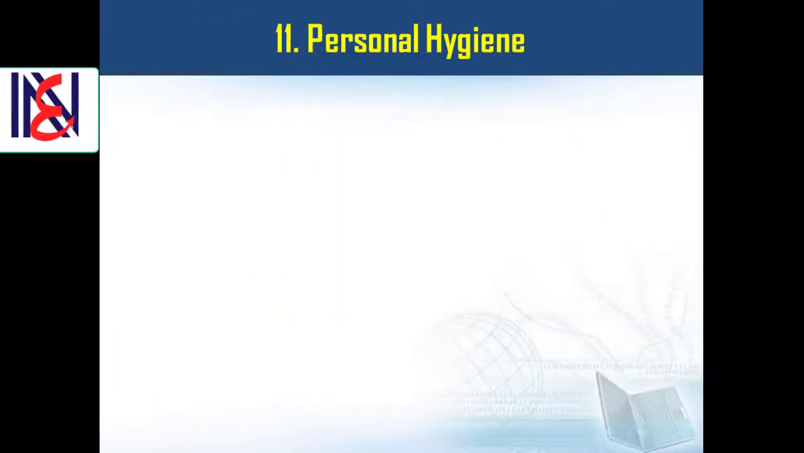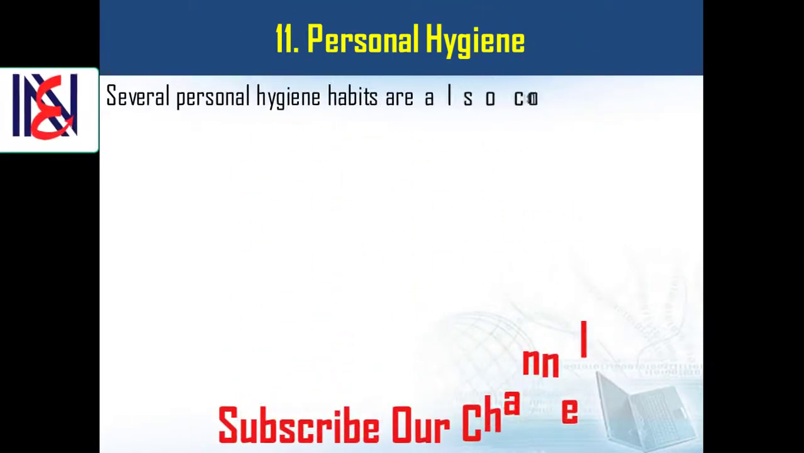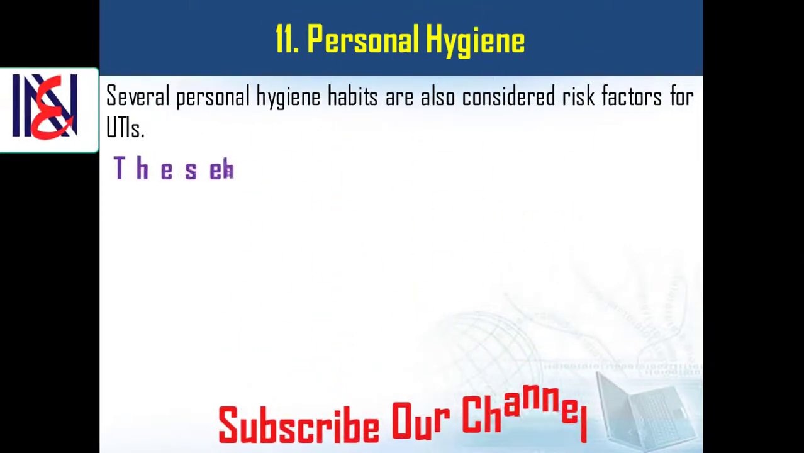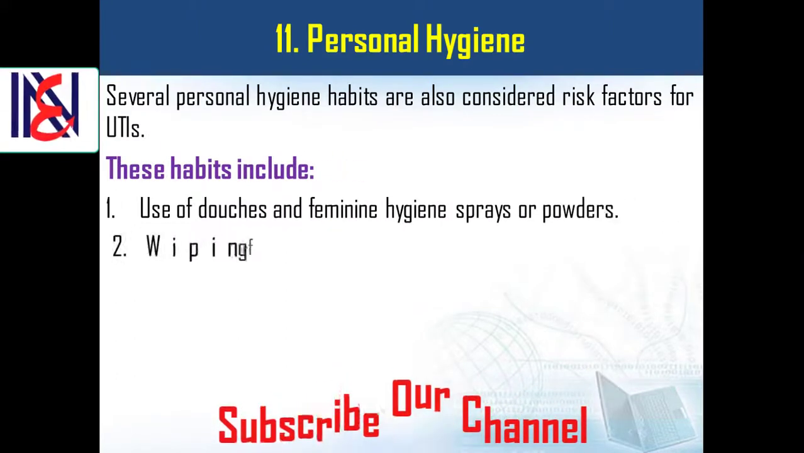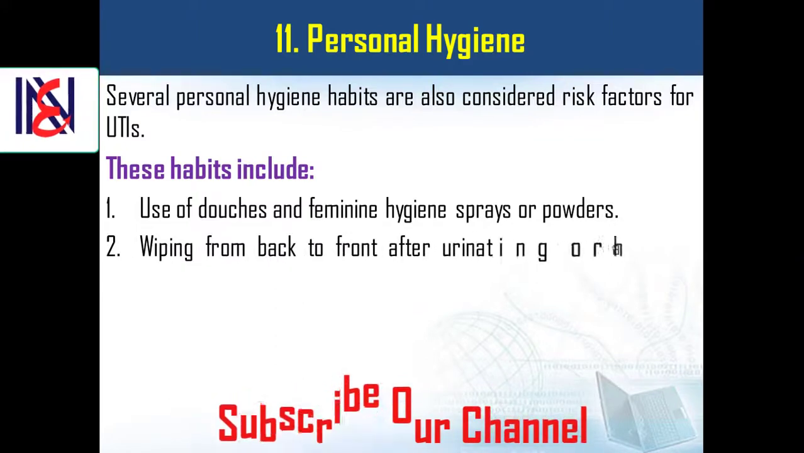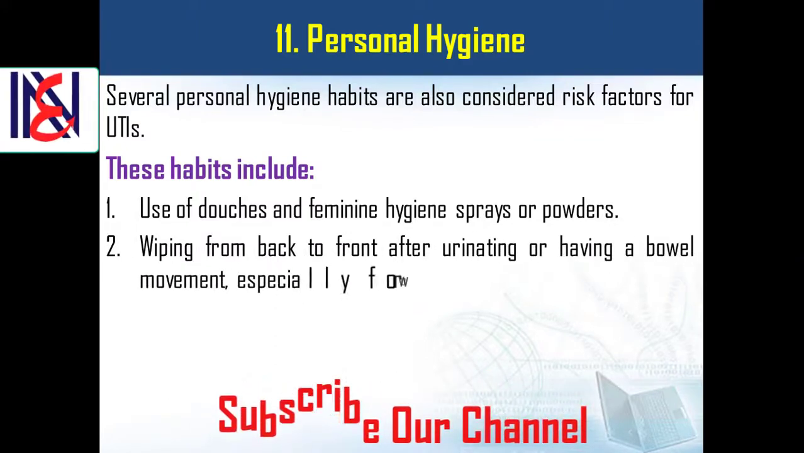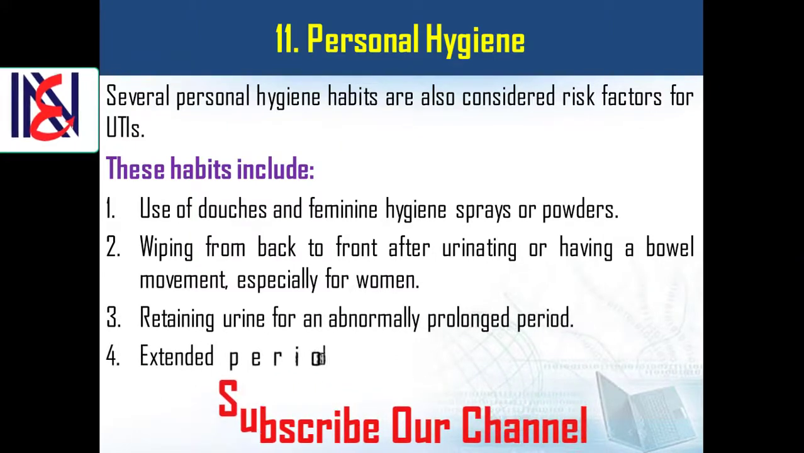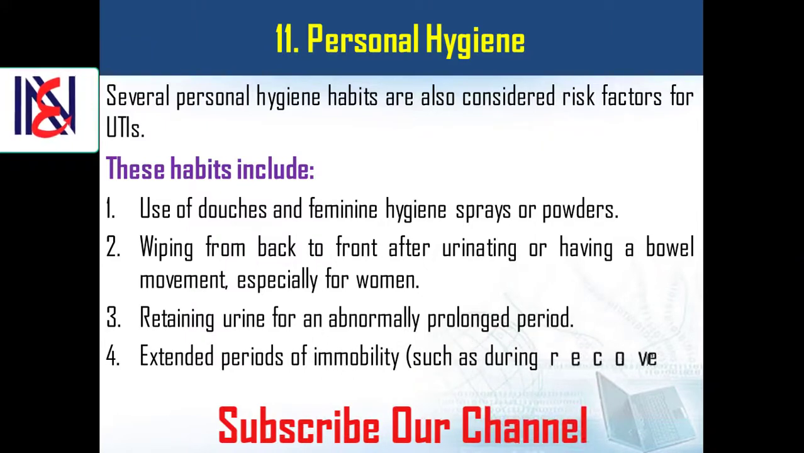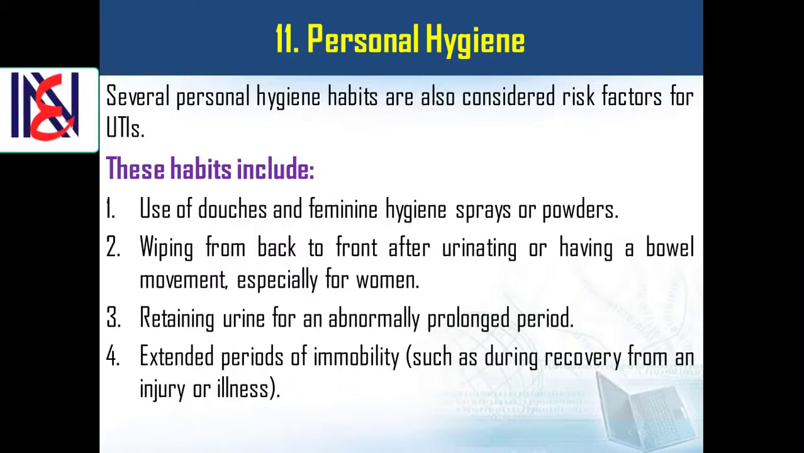11. Personal hygiene. Several personal hygiene habits are also considered risk factors for urinary tract infections. These habits include the following. 1. Use of douches and feminine hygiene sprays or powders. 2. Wiping from back to front after urinating or having a bowel movement, especially for women. 3. Retaining urine for an abnormally prolonged period. 4. Extended periods of immobility, such as during recovery from an injury or illness.